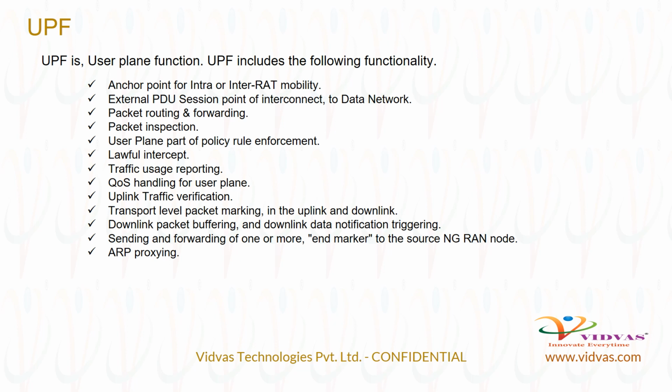Packet routing and forwarding. For example, support of uplink classifier to route traffic flows to an instance of a data network. Support of branching point to support multi-homed PDU session. Packet inspection. For example, application detection based on service data flow template and the optional PFDs received from the SMF in addition. User plane part of policy rule enforcement. For example, gating, redirection, traffic steering.